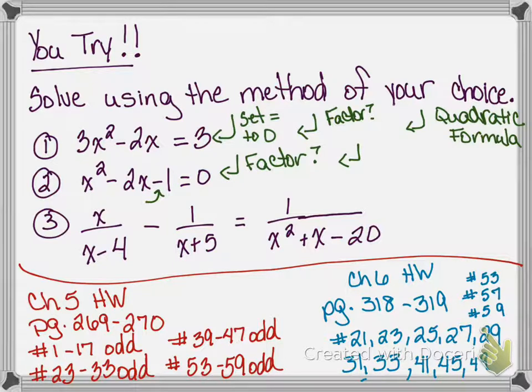What would I likely use? Completing the square, because A is 1 and B is even. So this is a good candidate for completing the square. Now, we don't know what we're going to end up with on number 3. What should I do first for number 3? Yeah, I got to find my LCD. So I start with my LCD, and then I multiply everything by my LCD. Okay? Are you ready for me to solve these?